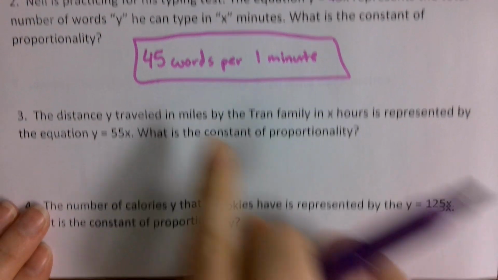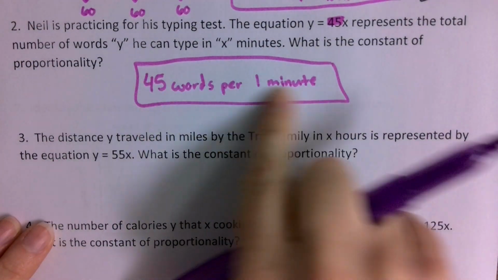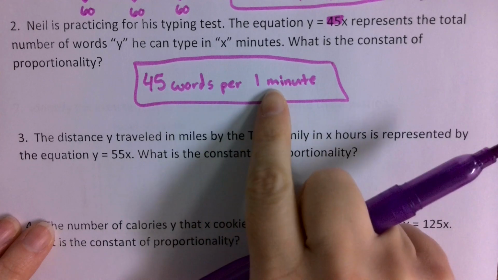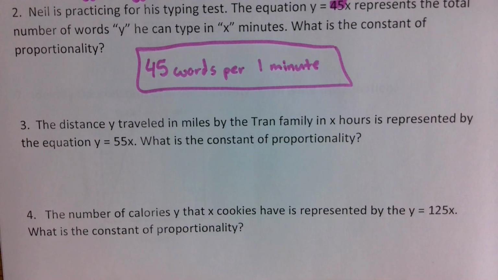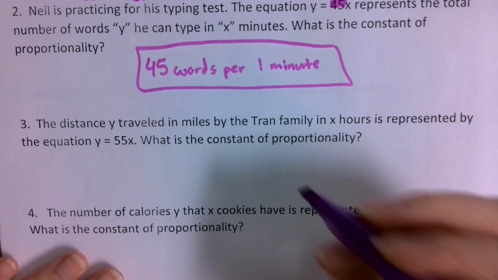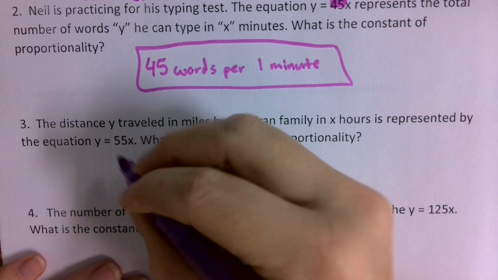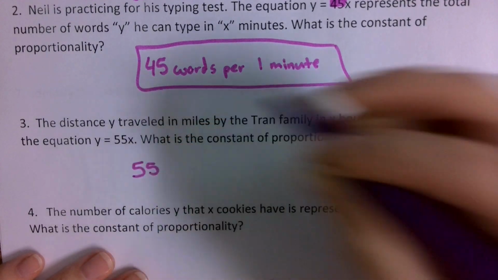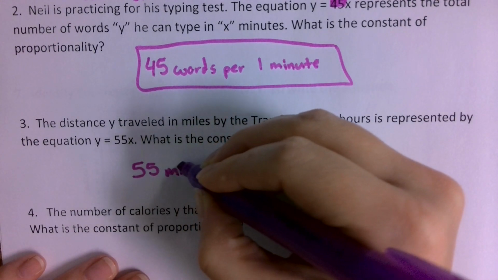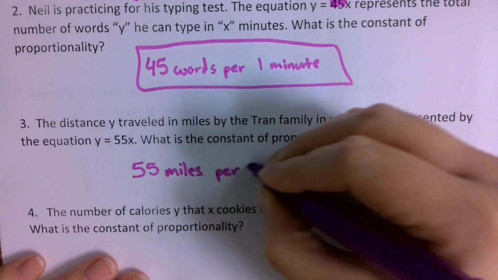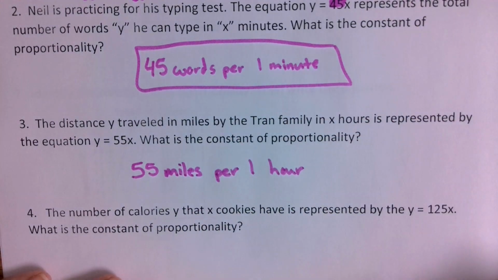So remember, constant of proportionality is the number in relation to what it represents. So 45 words per 1 minute. What is that constant of proportionality going to represent? Pardon? 55 hours? Whew, that's a long time to travel. It's 55 what? Miles per what? Per hour, per 1 hour. Okay, it's always going to be in relation per that 1 in this situation. So we've got the 55 miles per 1 hour. 55 miles per 1 hour.